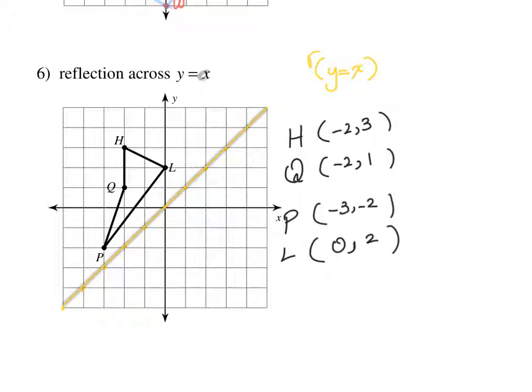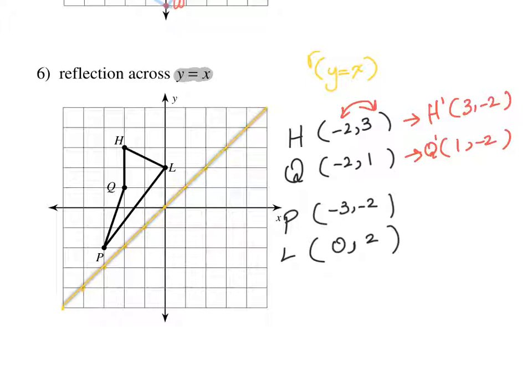If I'm applying the transformation y equals x, that means I am just simply flipping the y and x. I am not taking the opposite, I'm just flipping the numbers as they are. So if H is (-2, 3), then H prime is going to be (3, -2). If Q is (-2, 1), then Q prime is going to be (1, -2). So simply I'm just flipping the x and the y.